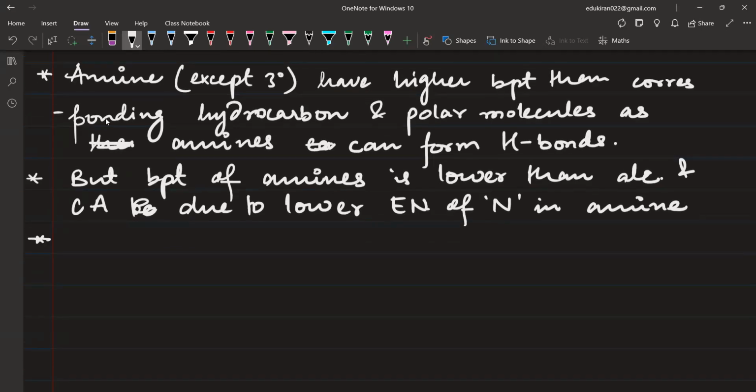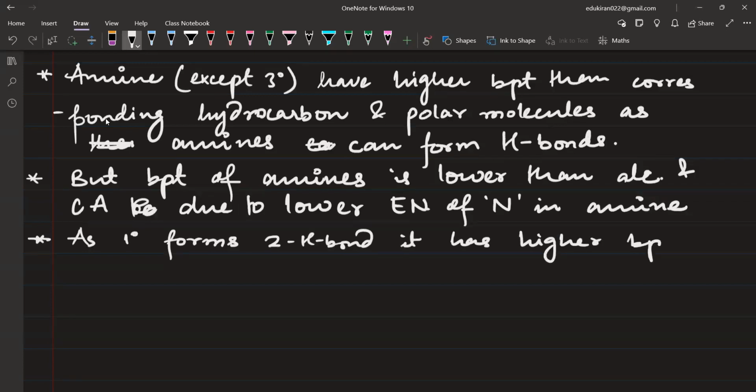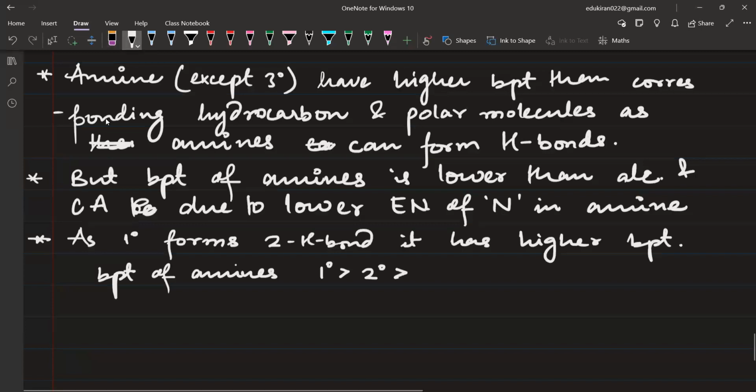Then you will write one more point: 1 degree forms 2 hydrogen bonds, so it has higher boiling point. If I compare the boiling points of amines, then in this case the 1 degree is highest, followed by 2 degree, and then followed by 3 degree. 1 degree because it can form 2 hydrogen bonds, and 2 degree it can form one hydrogen bond, and 3 degree is very low. In 3 degree, it is quite lower than 2 degree.